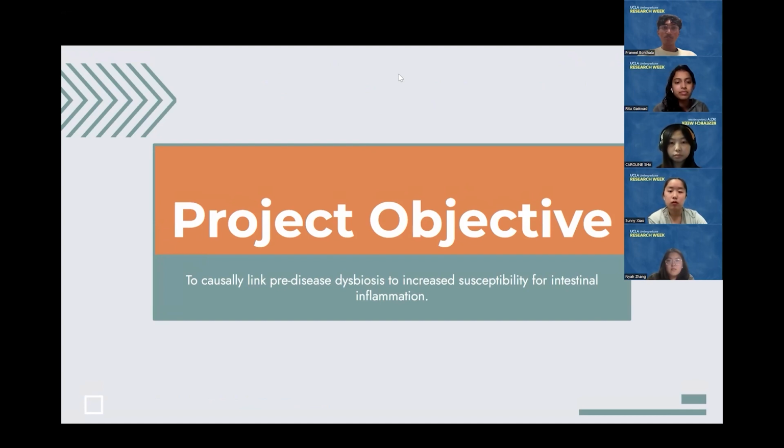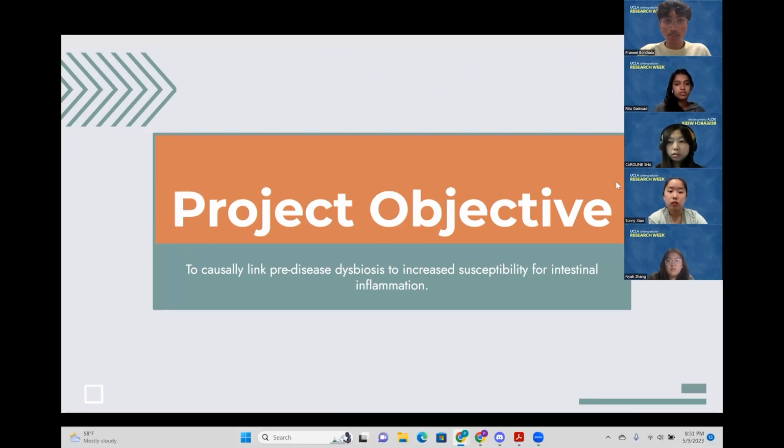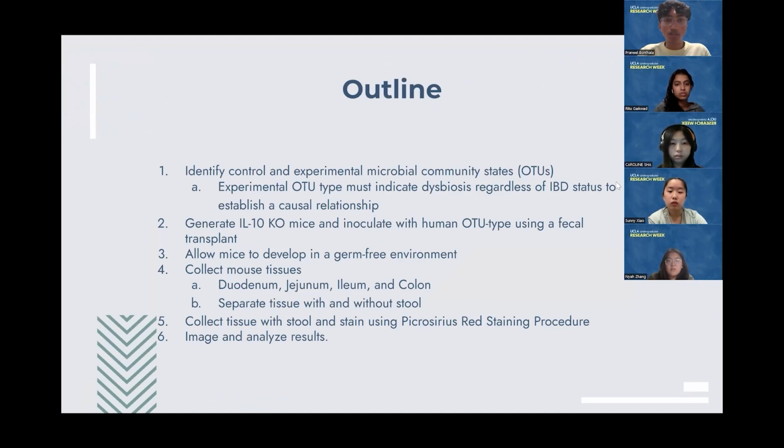Like Caroline mentioned earlier, the objective of our research project is to causally link pre-disease dysbiosis to increased susceptibility for intestinal inflammation in patients specifically diagnosed with ulcerative colitis. In order to carry out this project, this is the outline that we used for our experiments. First, we had to identify control and experimental microbial community states, otherwise known as OTUs. In order to establish a causal relationship, the experimental OTU type must indicate dysbiosis regardless of IBD status.